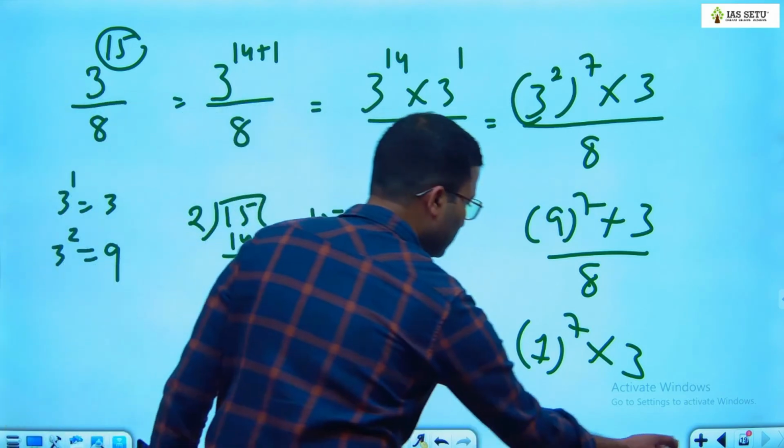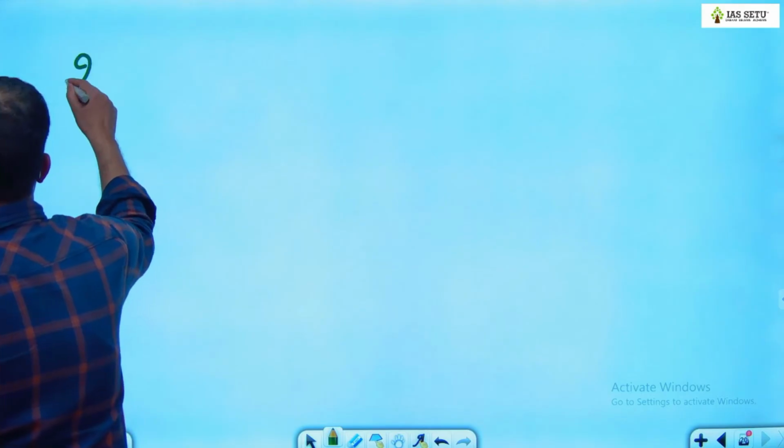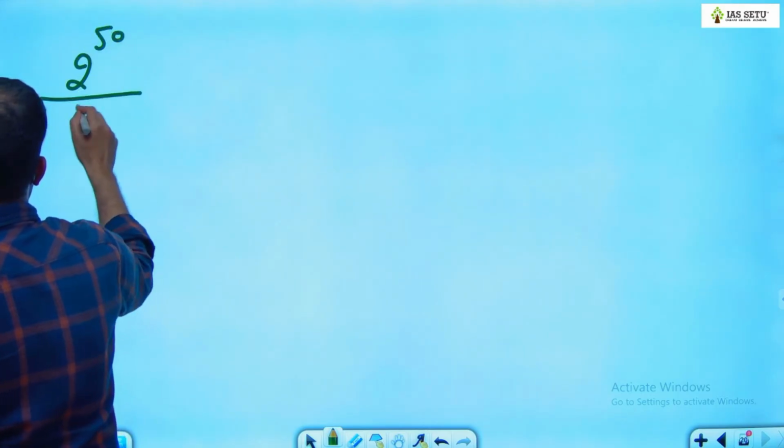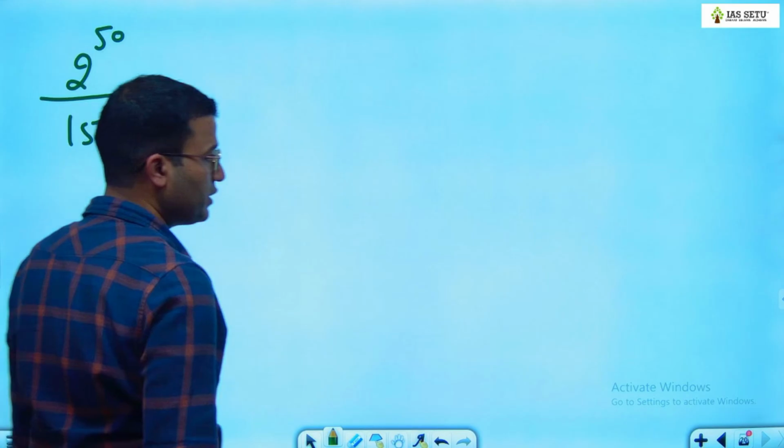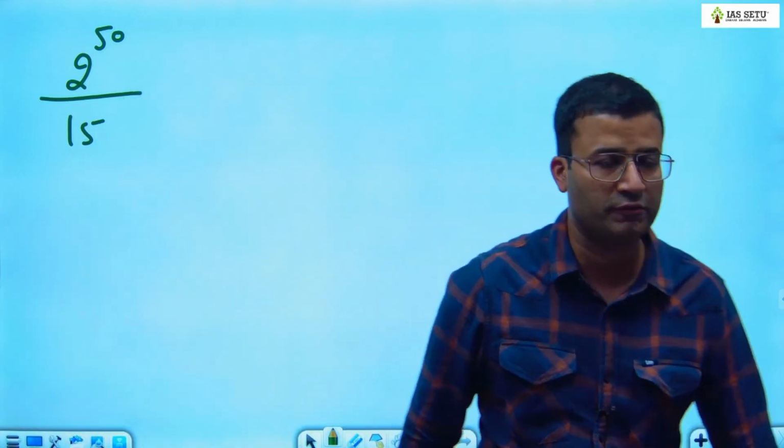Try one more question. 2 is to power 50 divided by 15. What is our remainder? And keep the answer with yourself.